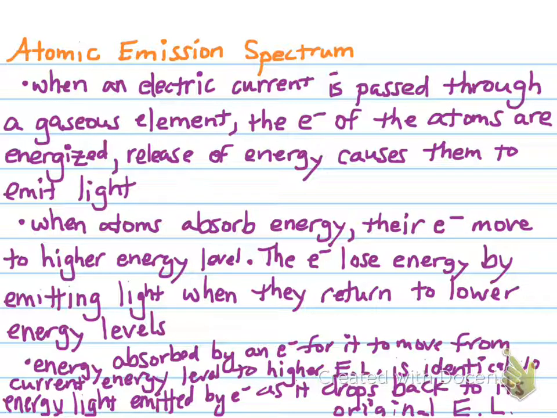Remember when we talked about Bohr's model, we talked about the idea that it was like a ladder and that there was a certain distance or amount of energy between energy levels. All we're saying here is that distance is the same whether I'm jumping to a higher energy level or falling back to a lower energy level. That amount of energy between energy levels stays exactly the same.